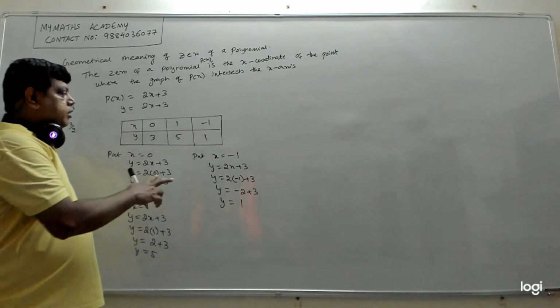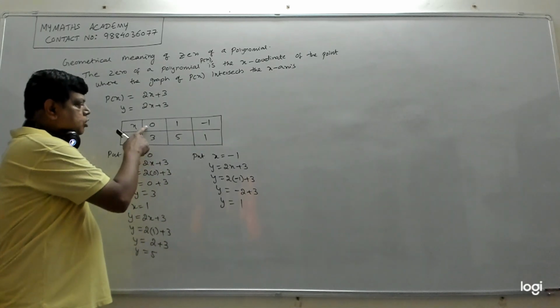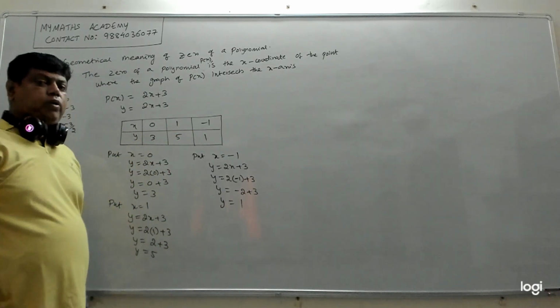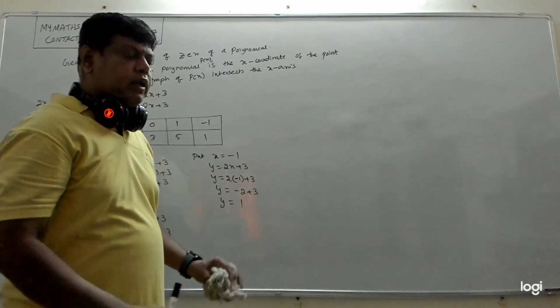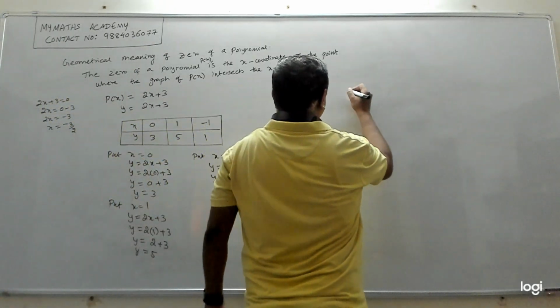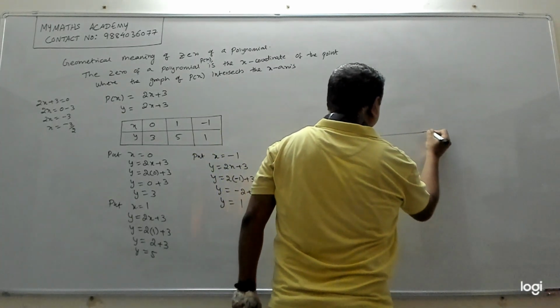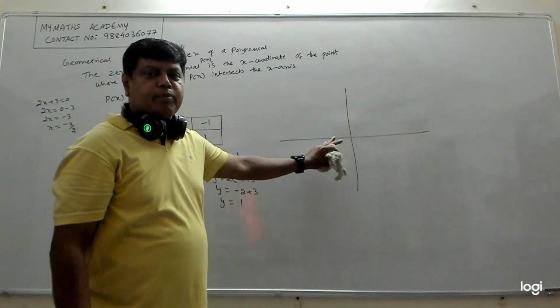Now we are going to plot the points. So what are the 3 points? (0, 3), (1, 5), (minus 1, 1). We need to plot these 3 points in the graph. So we'll draw a graph. You all have to do this in a graph sheet, right? So please have a graph sheet. I'm just doing it here, you think of this as my graph sheet.